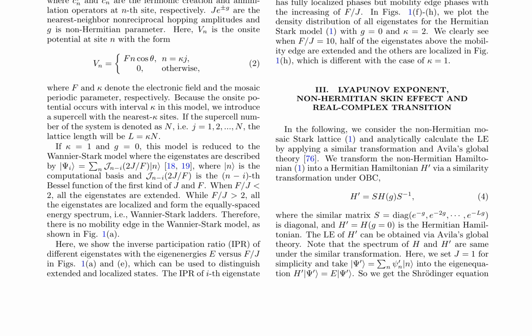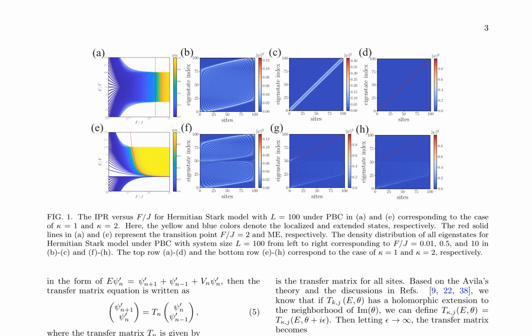In the non-Hermitian Stark model with periodic boundary conditions, the authors develop a theoretical framework for analyzing the properties of eigenstates. The Lyapunov exponent, a key quantity characterizing localization properties, is calculated using the transfer matrix equation derived from the Schrödinger equation. By analyzing the transfer matrix in a quasi-cell and applying matrix eigendecomposition, the authors express the Lyapunov exponent as a function of the parameter E, related to the energy eigenvalue E of the Hamiltonian H.